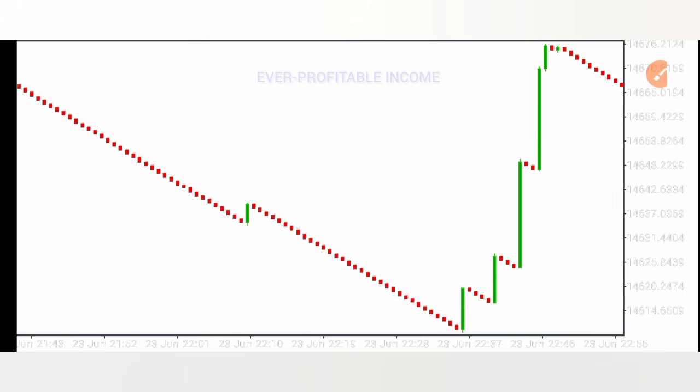It is easy, and it is one secret that I use to scalp the boom and crash markets daily, guys. You know, I love scalping. I prefer to scalp than to wait for a spike. So this is how to use the strategy.